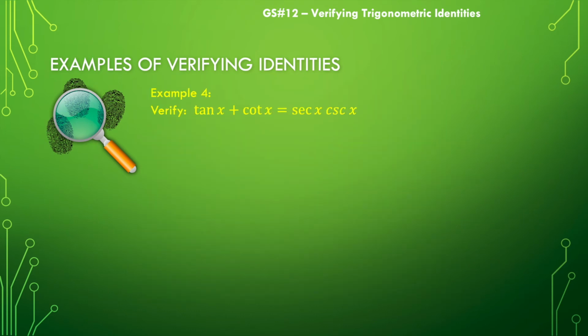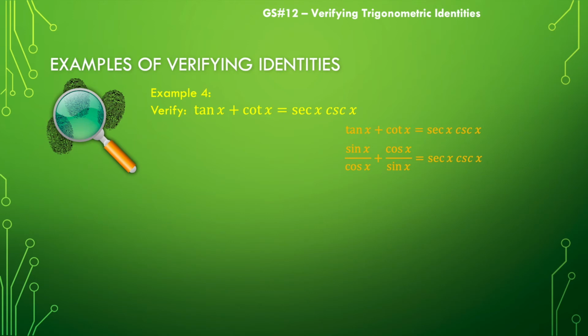Next example. Tangent of x plus cotangent of x is equal to secant of x times cosecant of x. Okay, what do you think here? I'm thinking I'm going to focus on the left-hand side here. If I focus on the left-hand side, I'm thinking I might want to write those as fractions. Maybe fractions in sine and cosine. Yeah, that looks good.